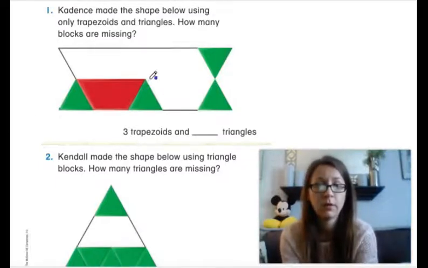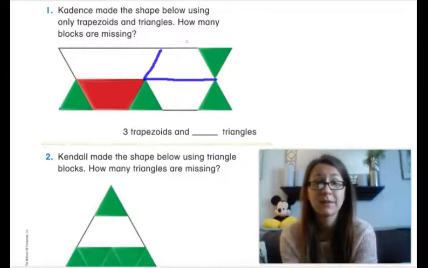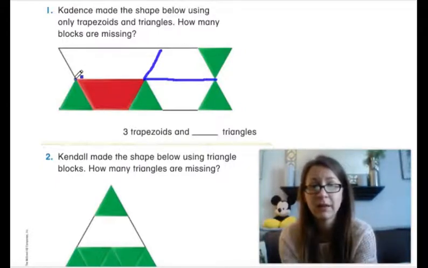So I am going to make another trapezoid here. So you can see that there is one there. And then I'm going to make another trapezoid here. So there are my 3 trapezoids for this question. Now we need to add in our triangles. Those are the only shapes that are missing here.